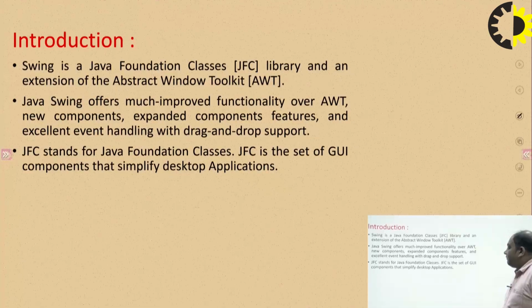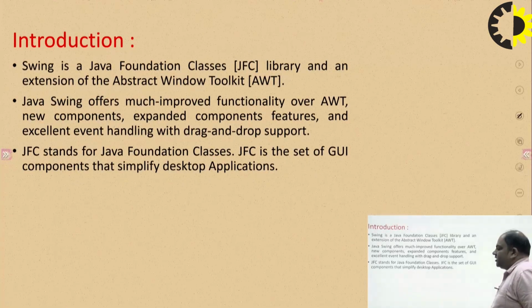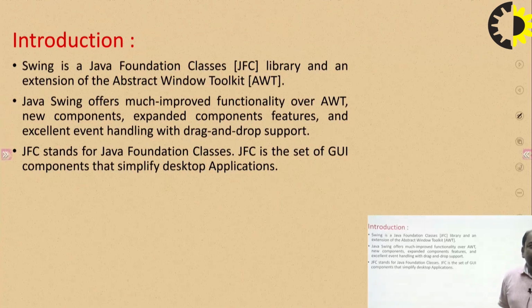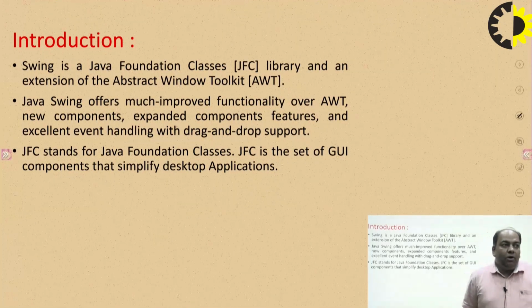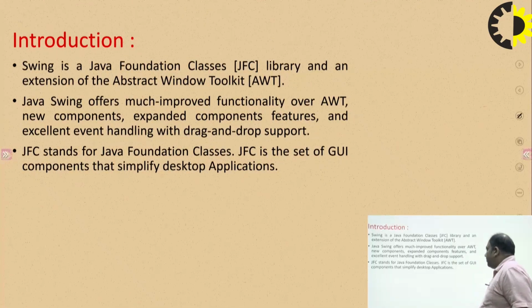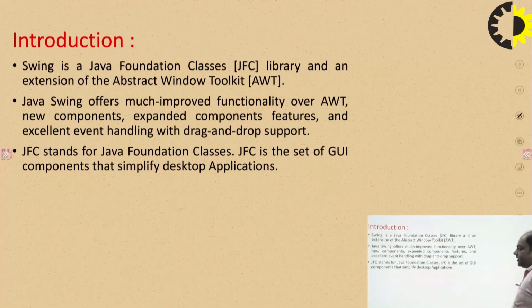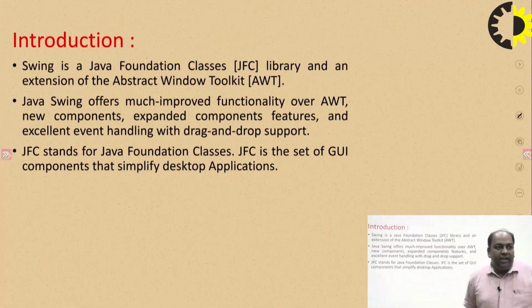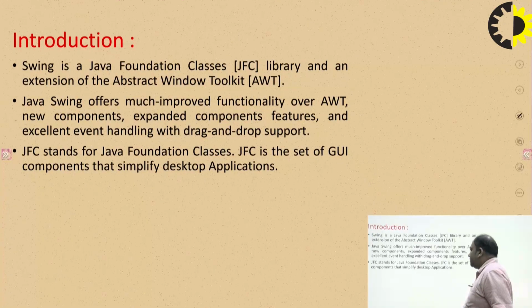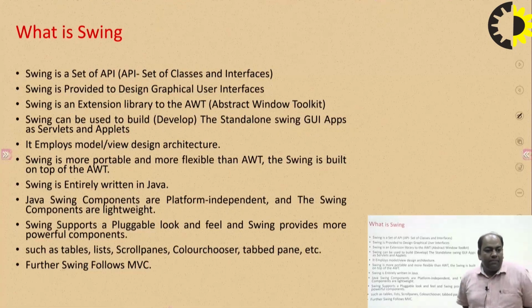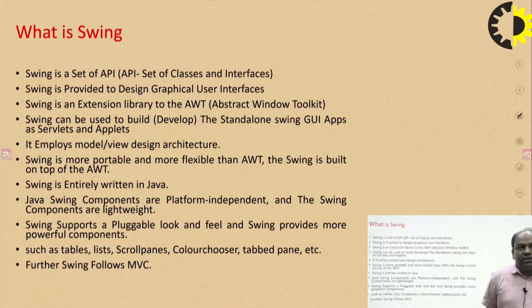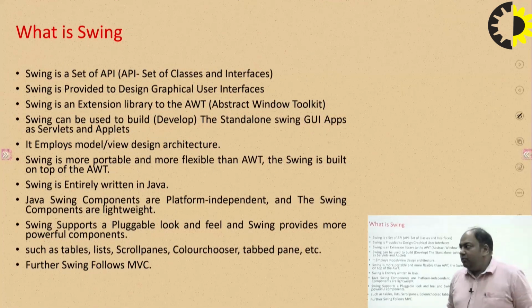Basically, Java Swing provides more improved functionality over AWT by adding some new components, expanding the existing components, extending the features of those components, and handling event programming with drag and drop support. It is part of the JFC, the Java Foundation Classes, which provides the graphical user interface components. So Swing is a set of APIs which consists of a set of classes and interfaces. It is provided to design graphical user interfaces.